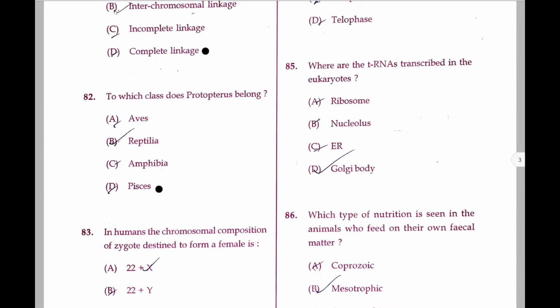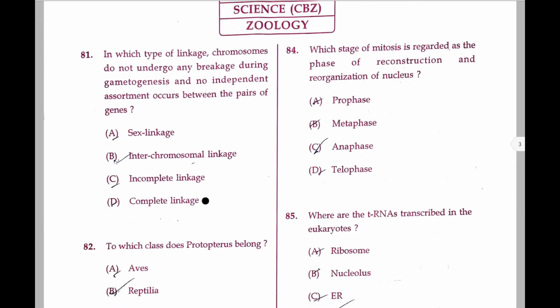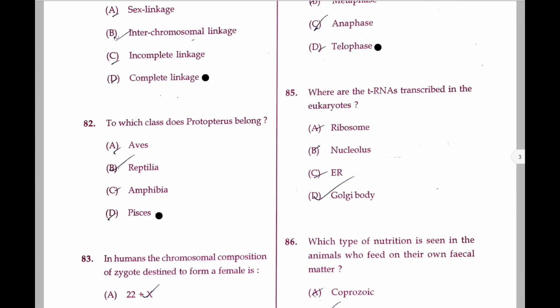Next, in humans, the chromosomal composition of a zygote destined to form a female is 44+XX, that is C. Next, which stage of mitosis is regarded as the phase of reconstruction and reorganization of the nucleus? The answer is option D, that is telophase. Next, where are the tRNAs transcribed in eukaryotes? The answer is nucleolus, that is option B.